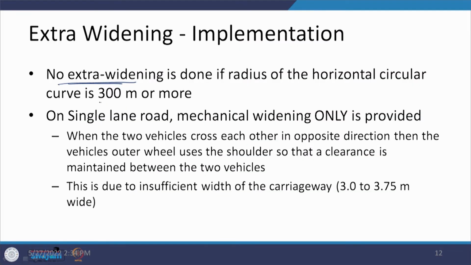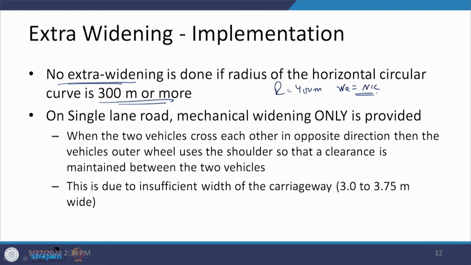Now, there are a few points related to the implementation, that whatever value you have calculated for the given conditions, how you are going to put it into the field. The very first thing is that no extra widening is required if the radius of the horizontal circular curve is 300 meters or more. That means, if you have R given as 400 meters, then we can say that We can be considered as nil. We are not required to provide this.